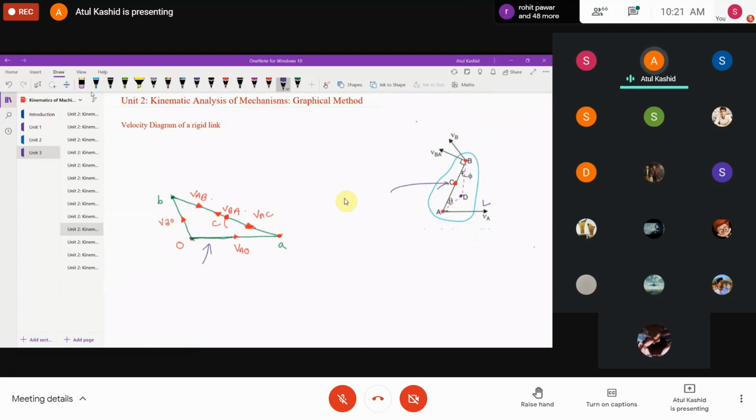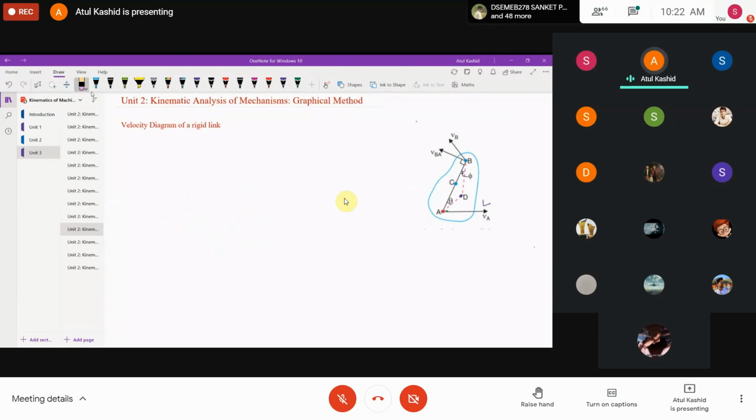So it will be somewhat over here like this, right? So this we'll see in the numericals. When we solve the numericals, we'll come across one numerical in which we need the velocity of a point which is lying outside the link; that we will see in the numericals. Okay, so the point was to understand how to draw the velocity diagram, right?